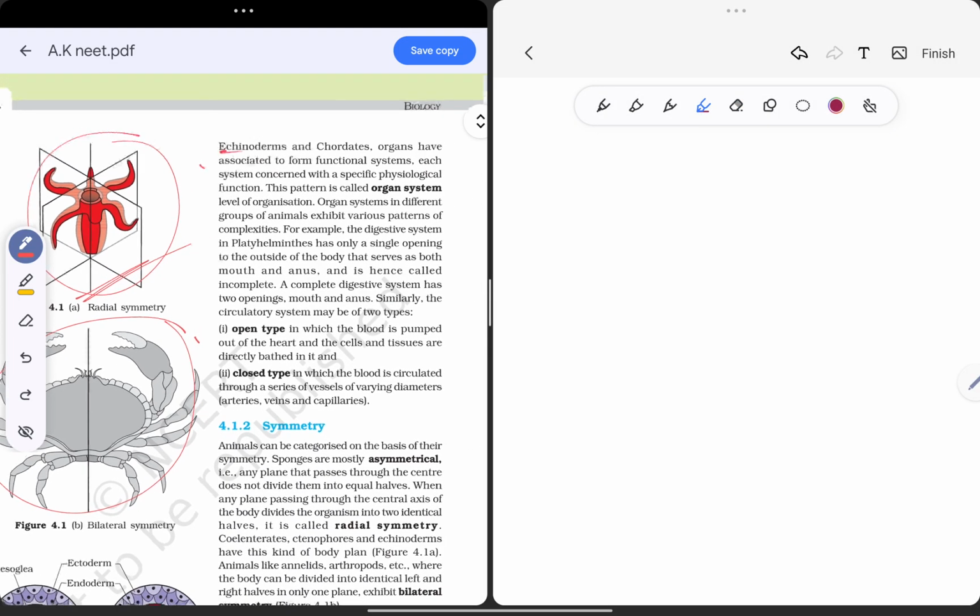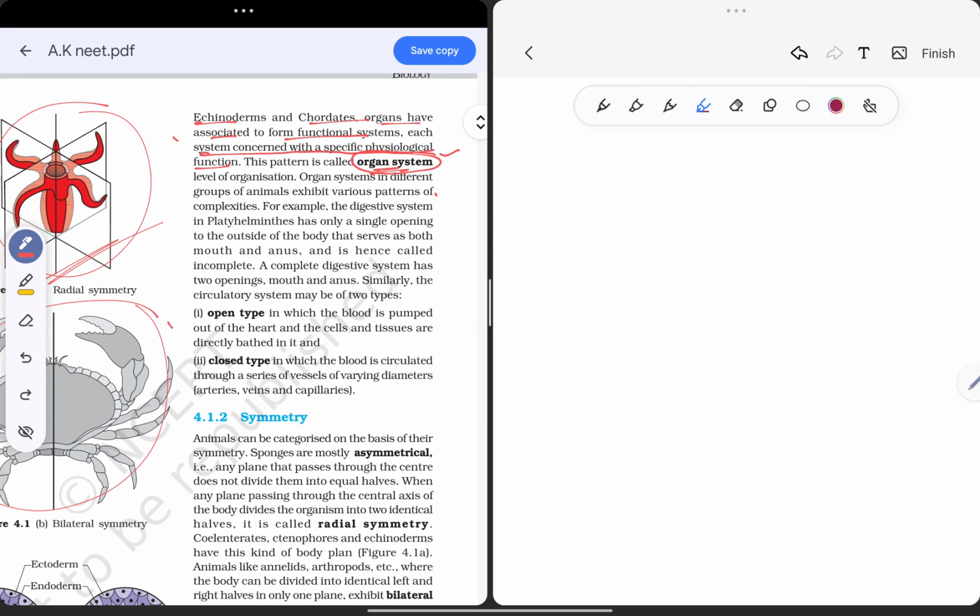Now, in echinoderms and chordates, organs have associated to form functional systems, each system concerned with a specific physiological function, and that pattern is called organ system. They might ask you, what is organ system? They might give you this description and ask you, is that a tissue system or a cell system or organ system? Then you should say yes, it's organ system.